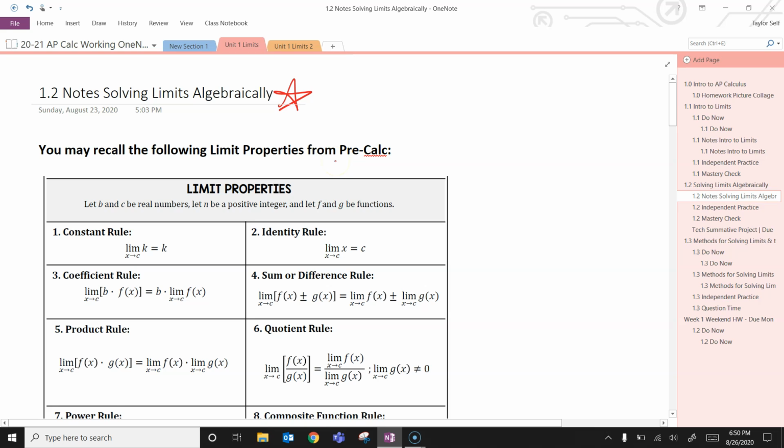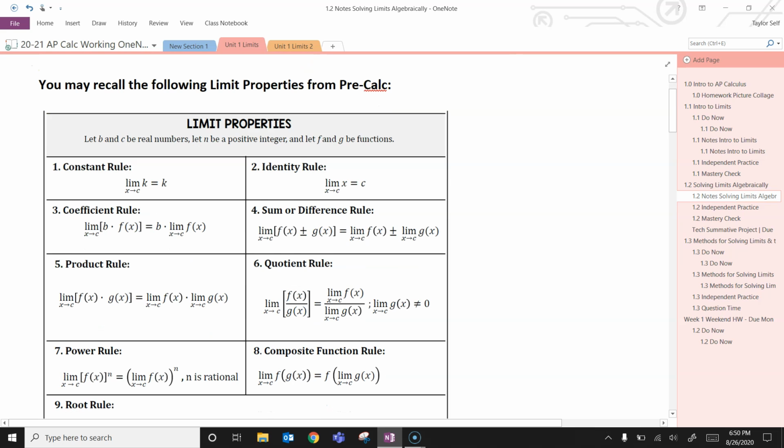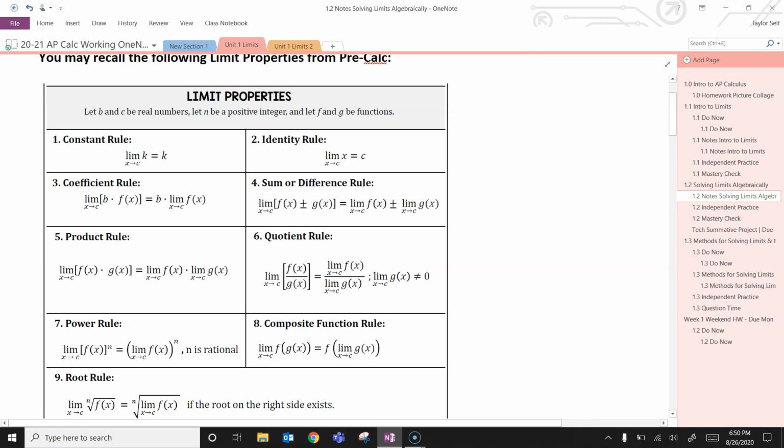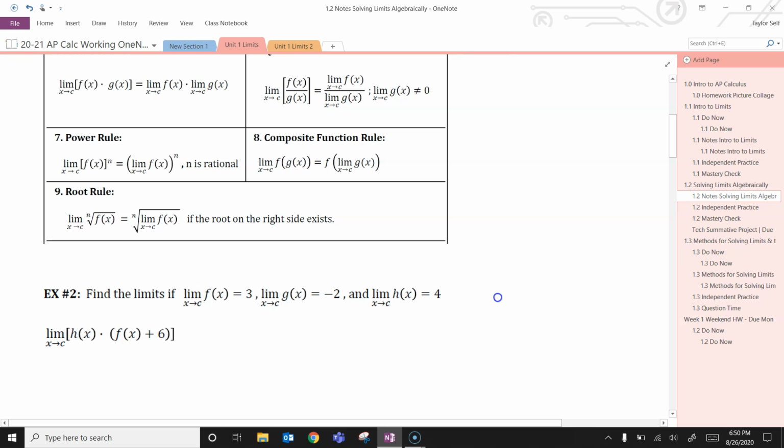So, limit properties. These are just things that you are supposed to know. We did this in pre-calc in the spring. Technically, you're supposed to know them by heart. We will get more practice with them over time. But basically, if you're taking the limit of two functions being divided, you can split those into the limit of the top over the limit of the bottom. Stuff like that. It's just rules. The limit of two functions being multiplied, you can split that into the limit of one function multiplied by the limit of the other function. So things like that. So we're going to really quick do some practice problems with these.